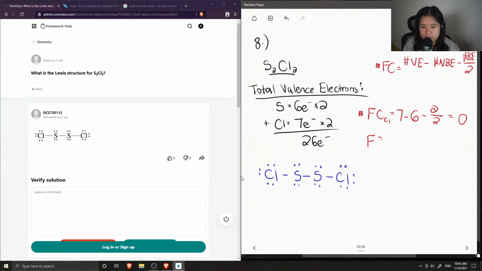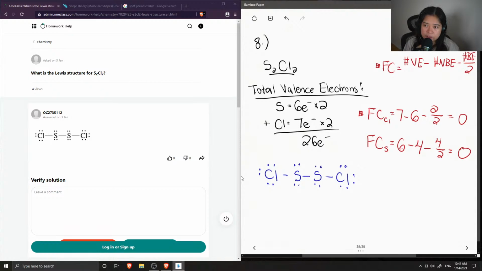And then let's double check and do the same thing for sulfur. Sulfur has 6 valence electrons. The number of non-bonding electrons for both of them is only 4. And each of them has 2 bonds attached to it. So this is a total of 4 bonding electrons divided by 2. So 6 minus 4 minus 2 is also 0.